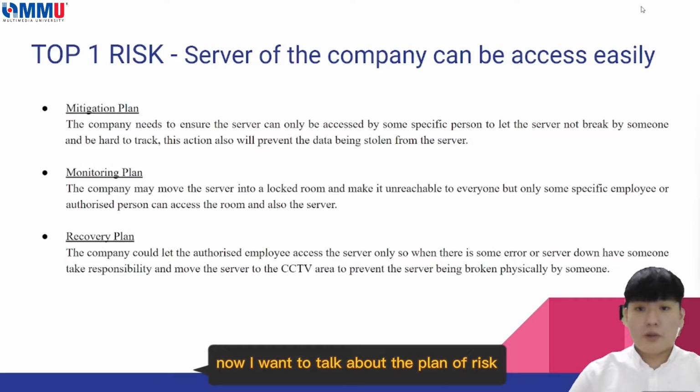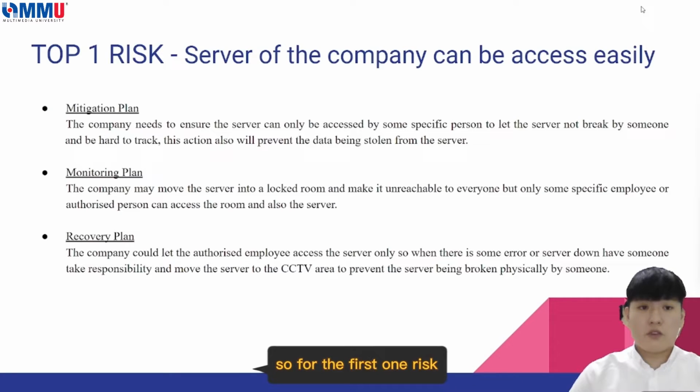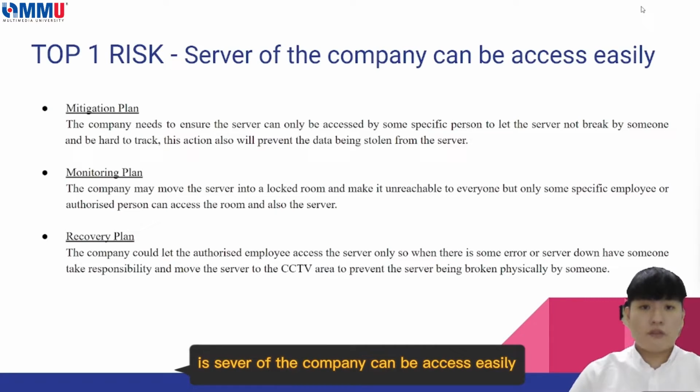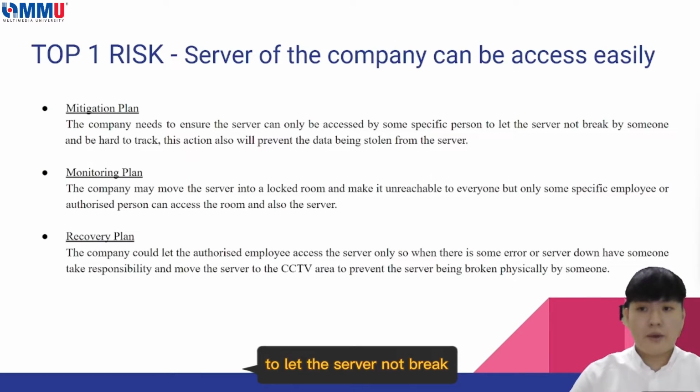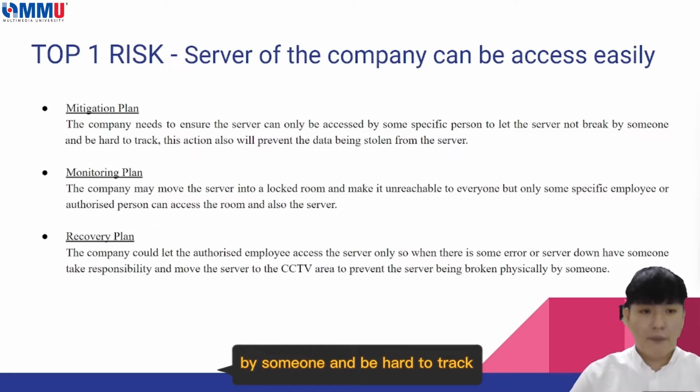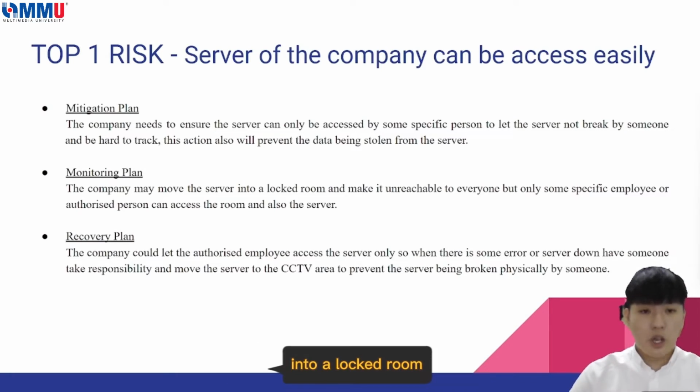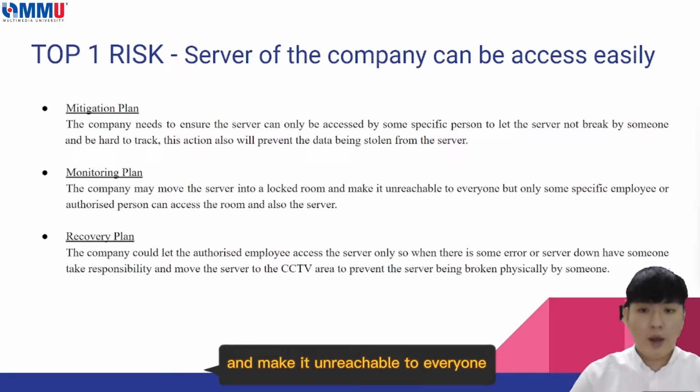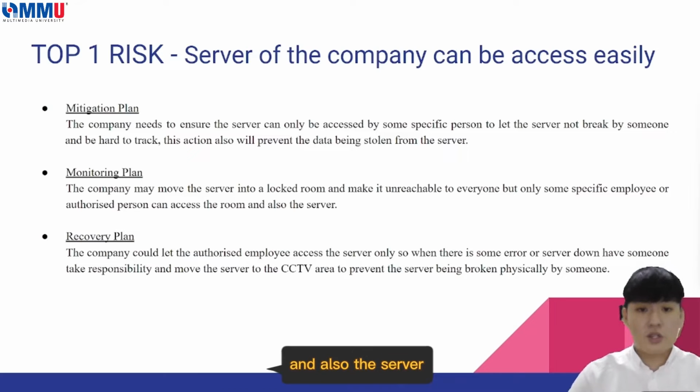Now I want to talk about the risk plans. The first risk is that the server of the company can be accessed easily. For the mitigation plan, the company needs to ensure the server can only be accessed by specific persons, so that the server is not blocked by someone and is hard to track. For the monitoring plan, the company may move the server into a locked room that is unreachable to everyone, but only specific employees or authorized persons can access the room and the server.